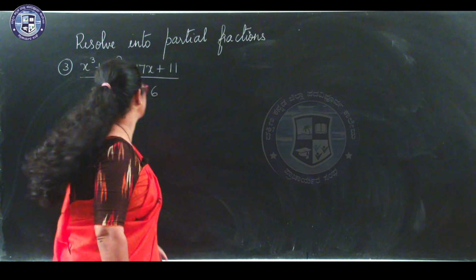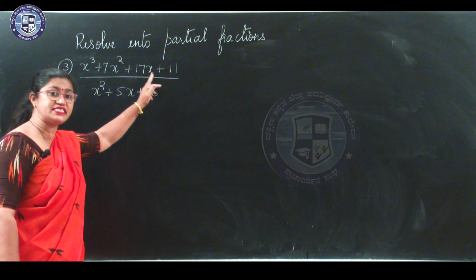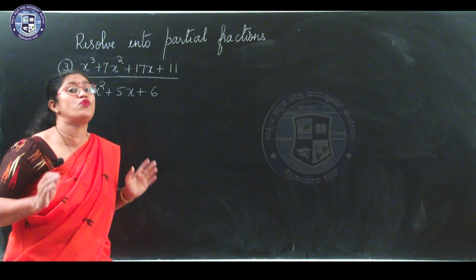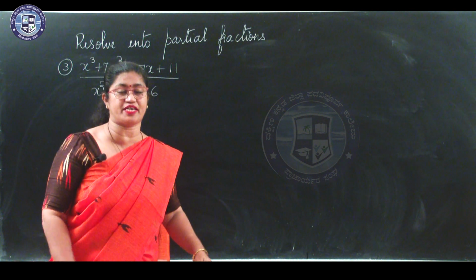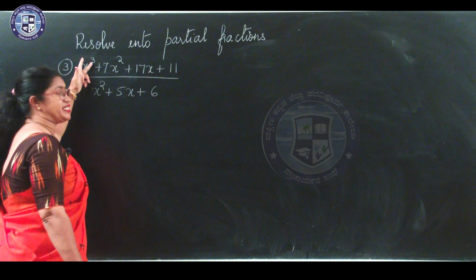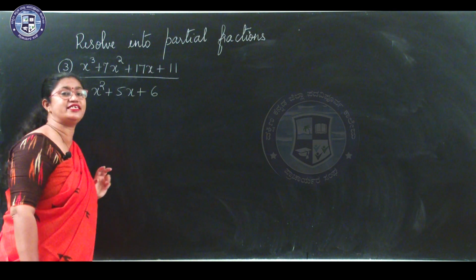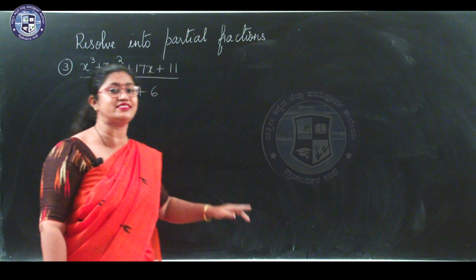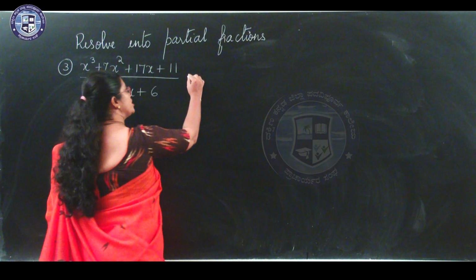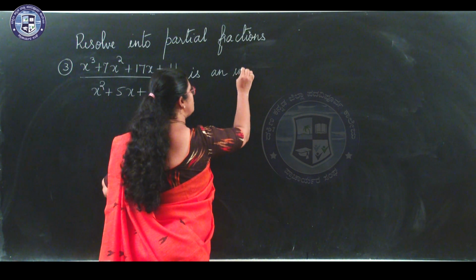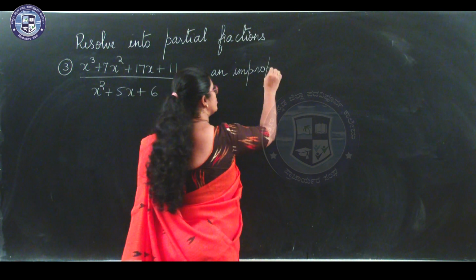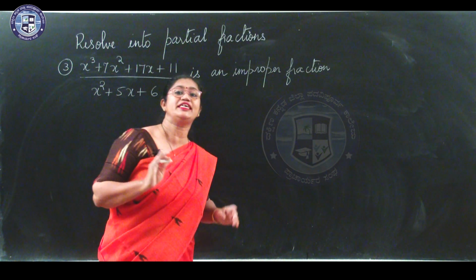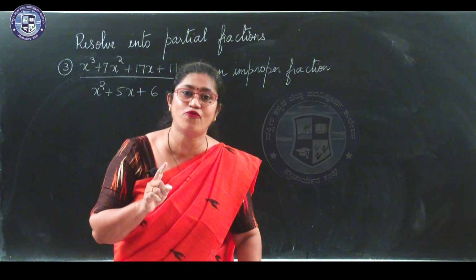Question number 3, (x³ + 7x² + 17x + 11) / (x² + 5x + 6). Now, this is very obvious that it is an improper fraction. The highest power of x in the numerator is 3, while the highest power of x in the denominator is 2. Without any ambiguity, you can clearly say that this is an improper fraction. Now, the moment you see it is an improper fraction, you cannot resolve it directly into partial fractions. You have to go for division.